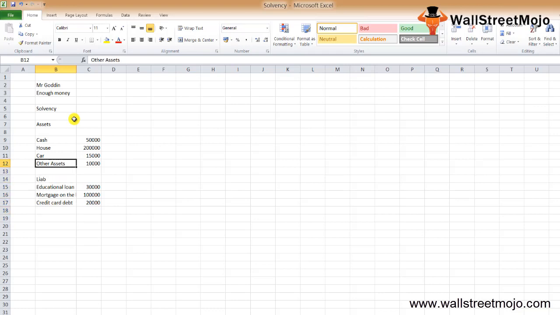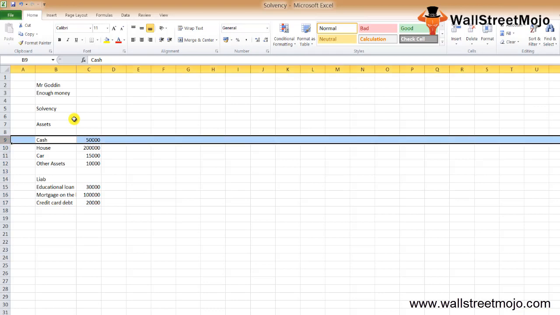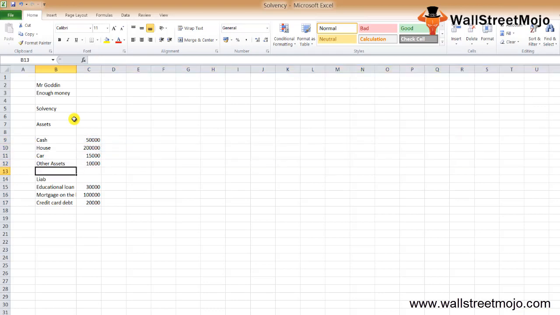So the total asset over here, cash, house, car, other assets, will give us our total assets. So our total asset is going to be 2,75,000. And then we have the liability. So our total liability is going to be 1,50,000. Right? This is our total.